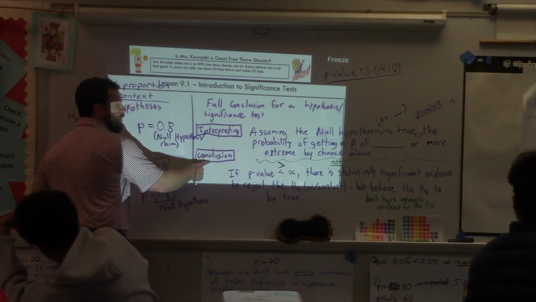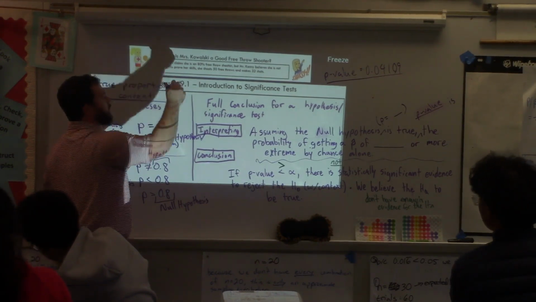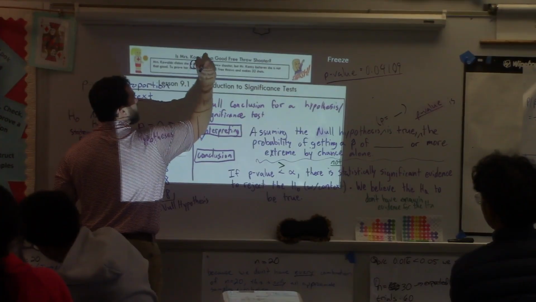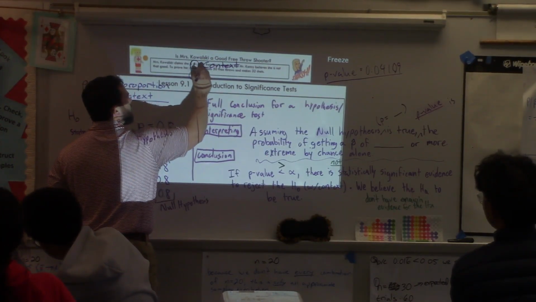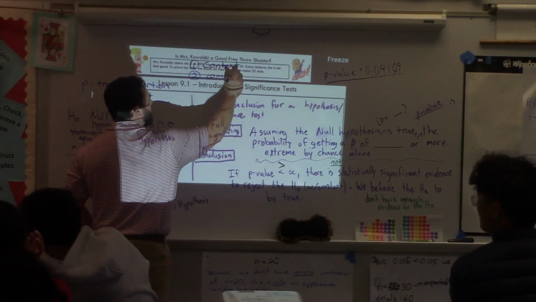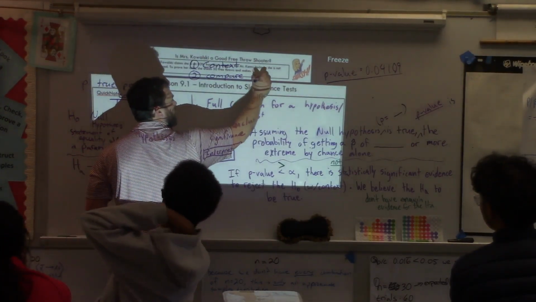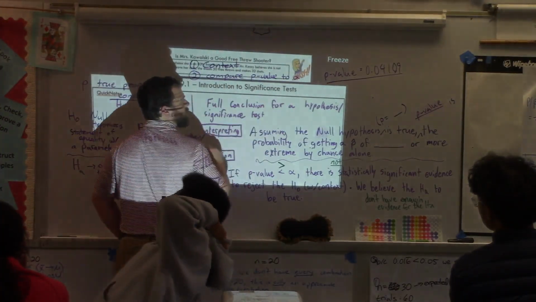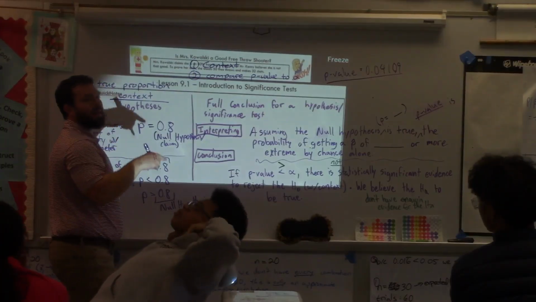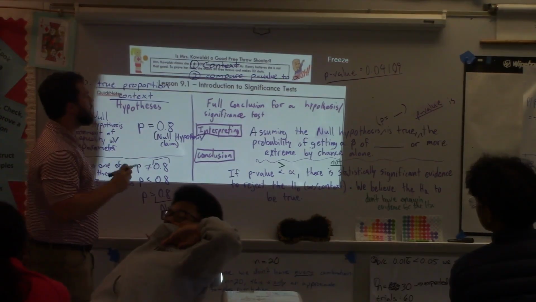Okay, in a conclusion with a hypothesis test, I need you to always include 4 things. You need context. You need interpretation. You need to compare something. Any guesses? Contrast. Conclude. You compare the p-value to alpha. Remember, if p-value is greater than or less than alpha, you have to compare those two.